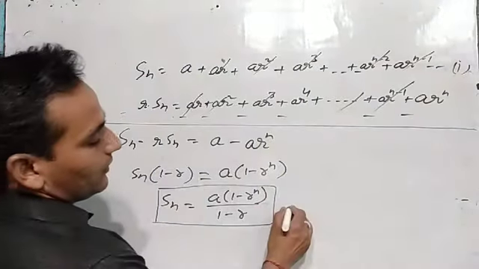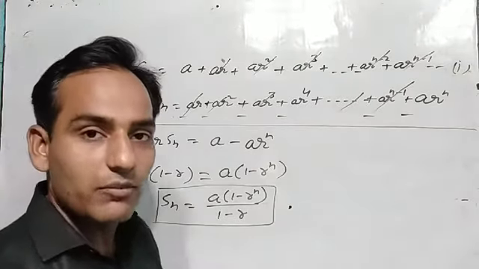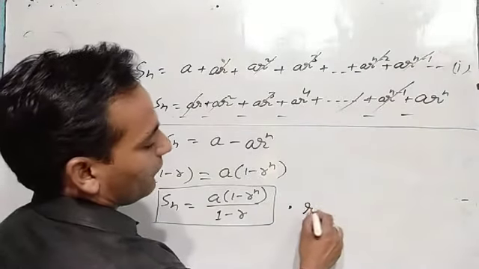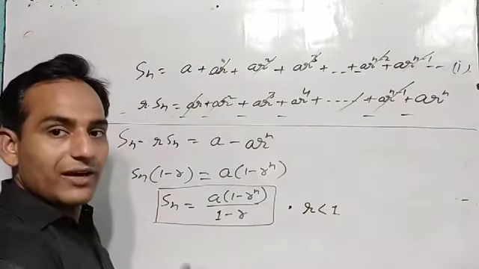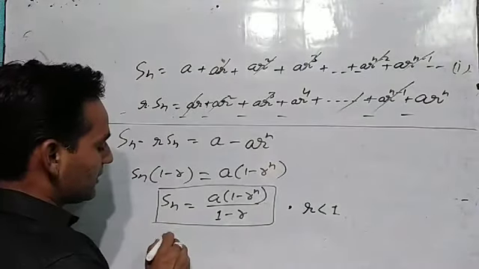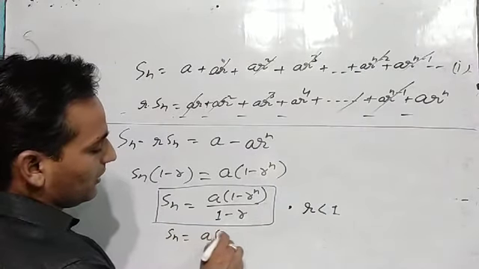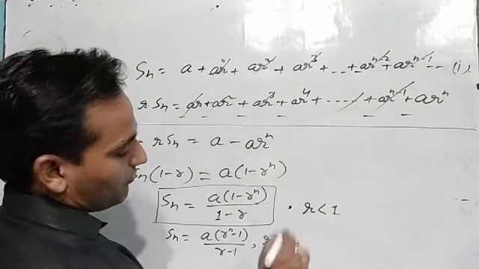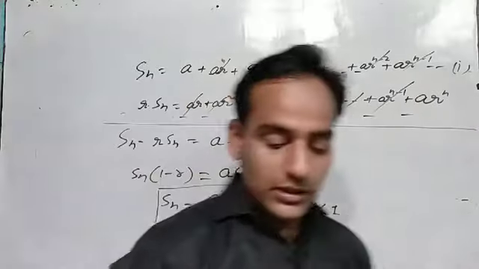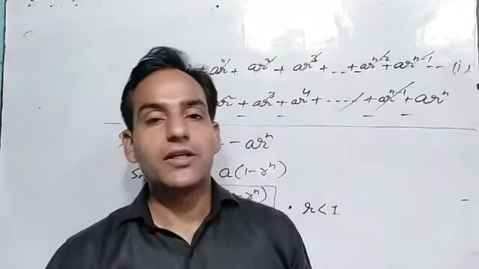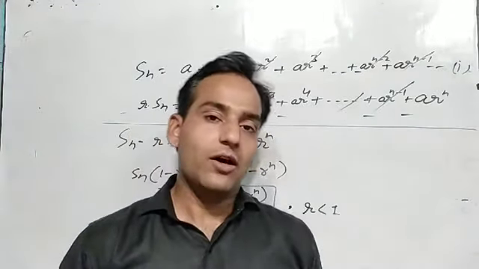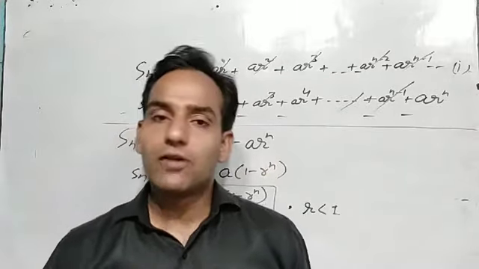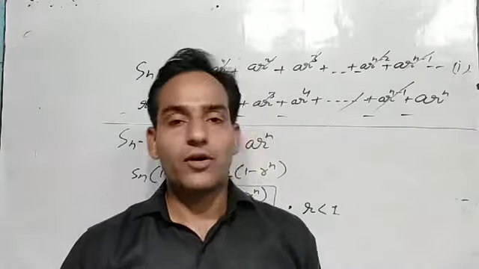But we can see here in this formula we have 1 minus r. This condition comes when the value of r is less than 1. If the value of r is greater than 1, then the same formula will be Sn is equal to a into r power n minus 1 upon r minus 1. The condition will be r is greater than 1. Okay. So these two conditions are there. The sum of n terms of a GP series will be a into 1 minus r power n upon 1 minus r if r is less than 1, and if r is greater than 1, then the formula will be a into r power n minus 1 upon r minus 1.